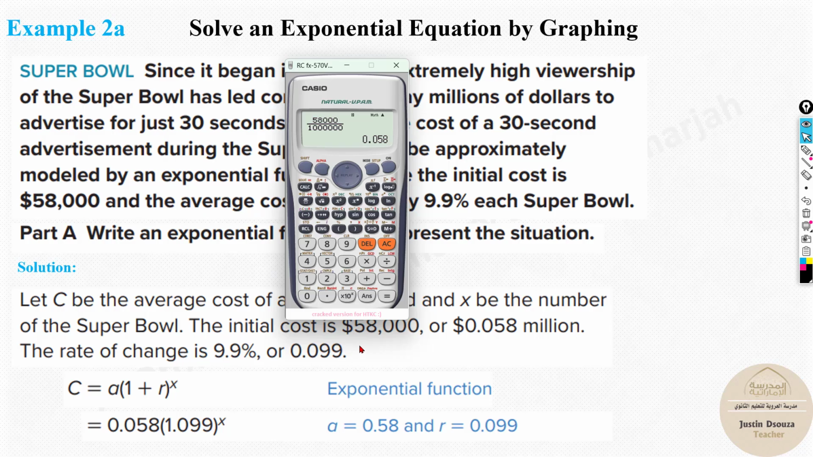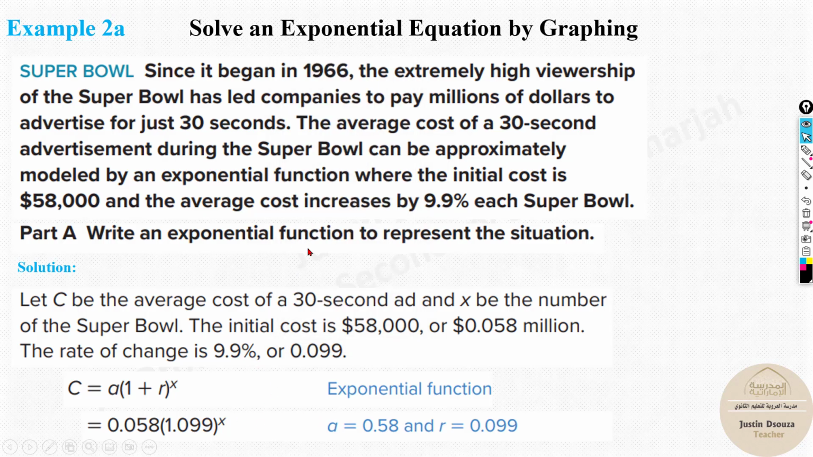And what about the rate over here? We need to add 1 plus 9.9%, that is over here. That equates to 1.099. And we saw in the first lesson, a growth function will always be greater than 1. And yes, it is greater than 1. Now, if you don't want to write percentage, you can just divide by 100, or it is 0.099. So this is the equation. The first part, write the exponential equation. We have written it to represent the situation.